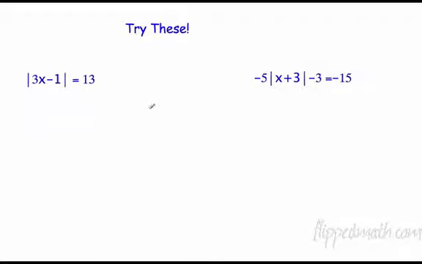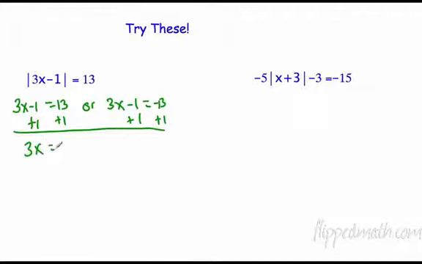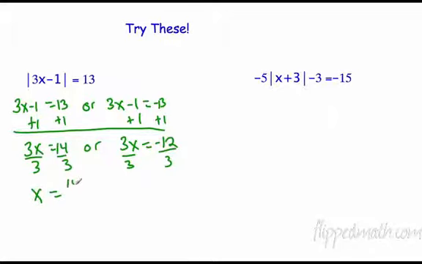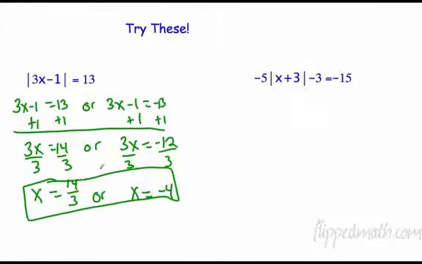Pause the video and try these. All right, here we go. So I have an absolute value. 3x minus 1 equals 13, or 3x minus 1 equals negative 13. Add 1. So I have 3x equals 14, or I have 3x equals negative 12. Divide by 3 on both sides. Just solving equations, right? That's a nasty fraction. I'm just going to keep it as 14 over 3. If you want to, you can make it a mixed number maybe. And then this one is x equals negative 4. There are my two answers over here.